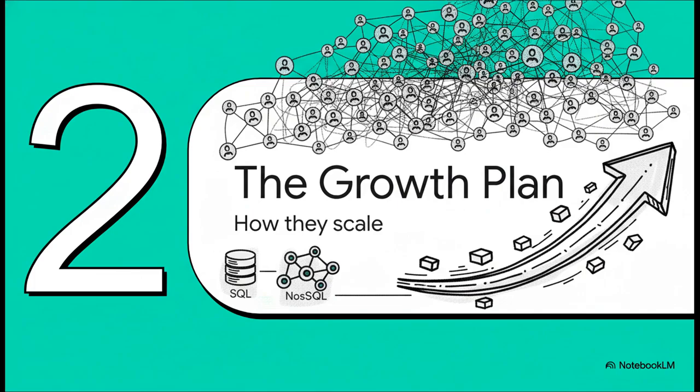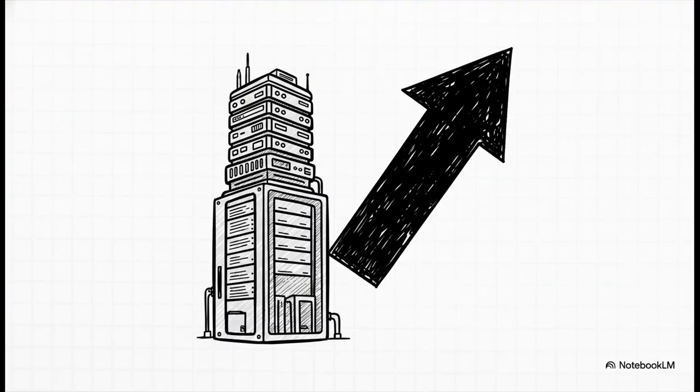But what happens when your app totally takes off? When you're suddenly flooded with users and data, how do these different blueprints handle all that pressure? SQL databases traditionally scale vertically. We call that scaling up. It means when you need more power, you just buy a bigger, faster, and usually way more expensive single server. You're basically just building a taller and taller skyscraper on the same piece of land.